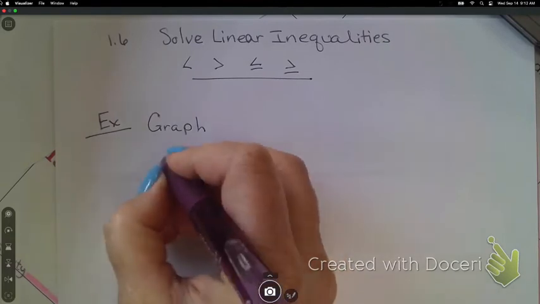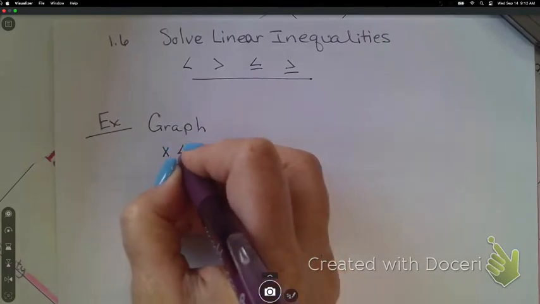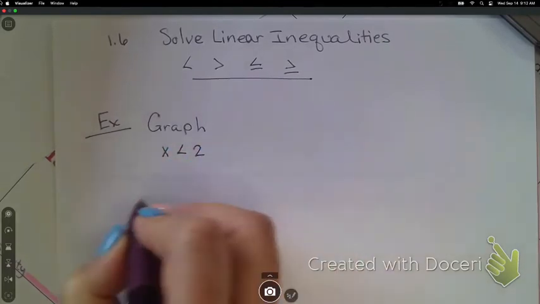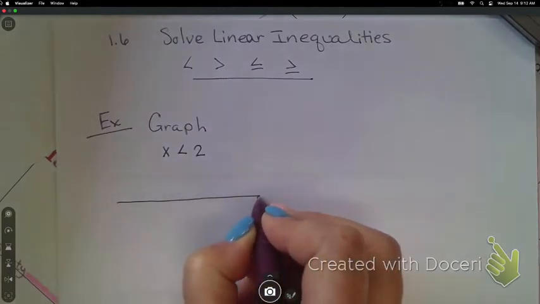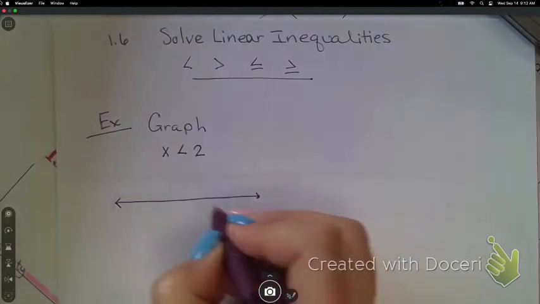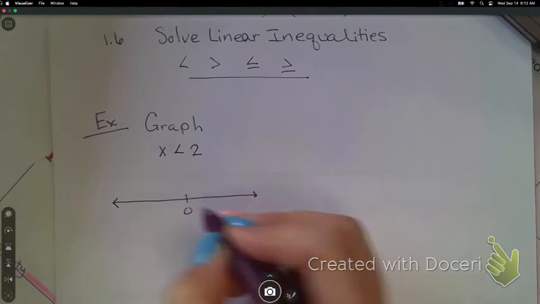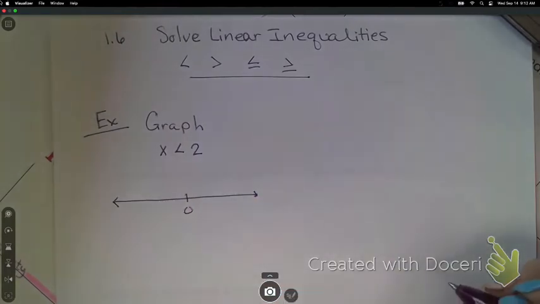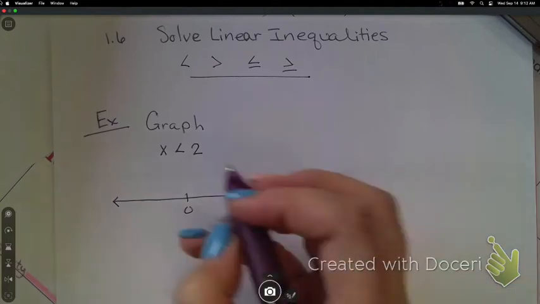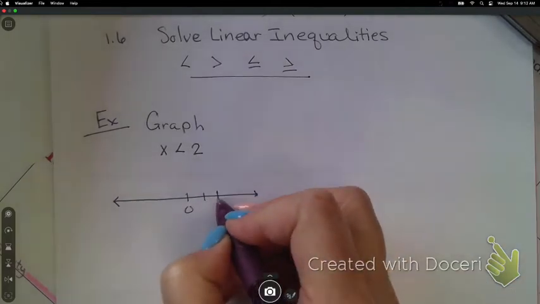I hate graphing. x is less than 2. So all I care for graphing is you have a number line and you have 0 on here. And then we need what number? 0, 2. So I have 2.